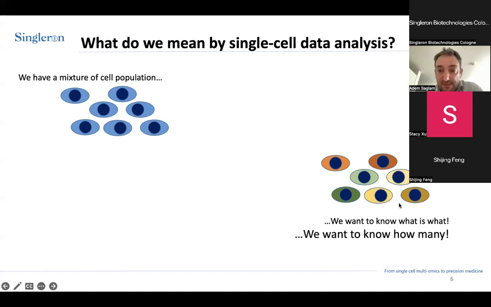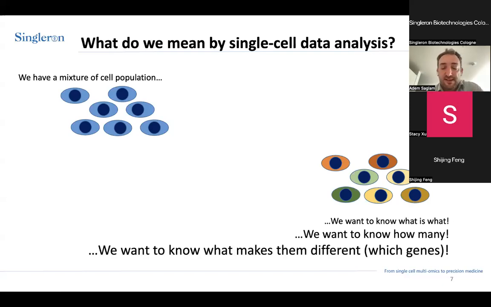What is there? Then we want to know how many of these cells we have. Do we have more, I don't know, T cells because we have a disease, or do we have less of a particular cell type? So this proportion is also very important when we compare different conditions in samples. And then last but not least is which genes play a role in this sample. What makes these cells different from each other?